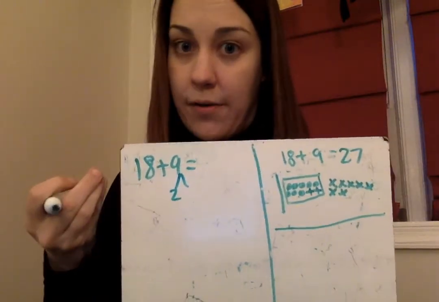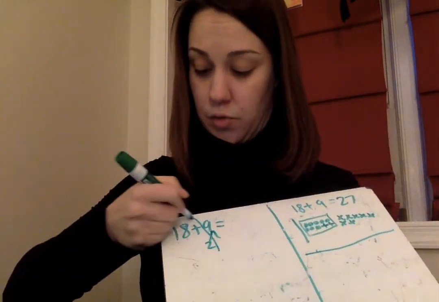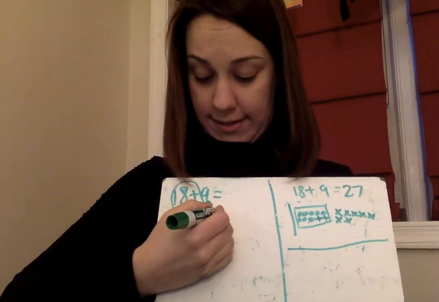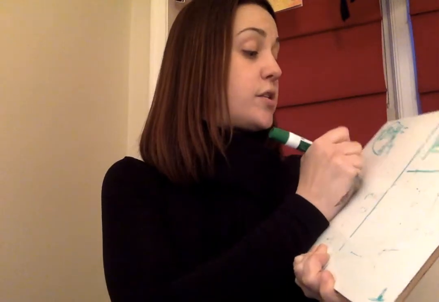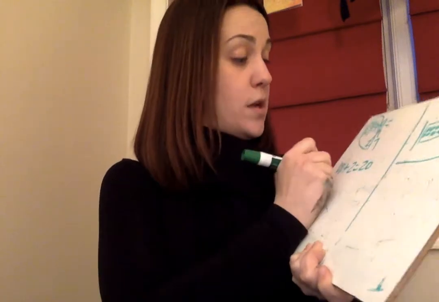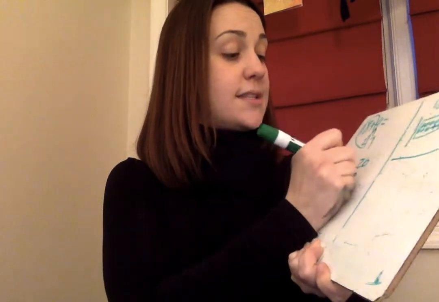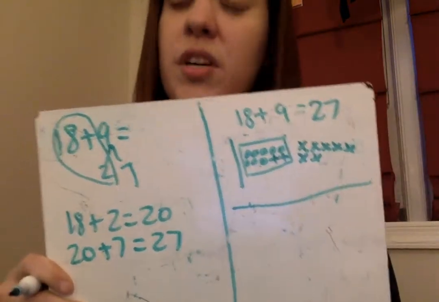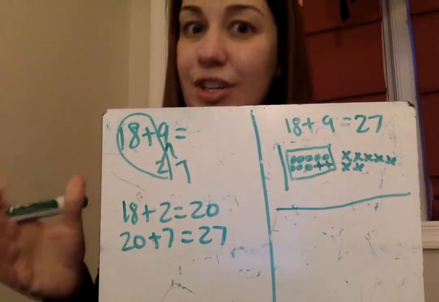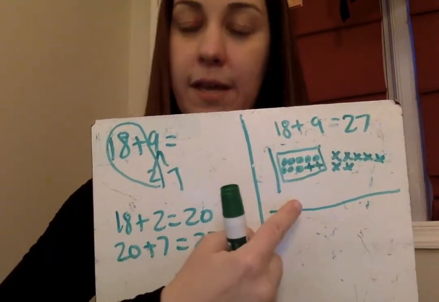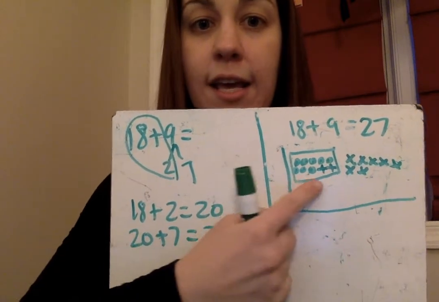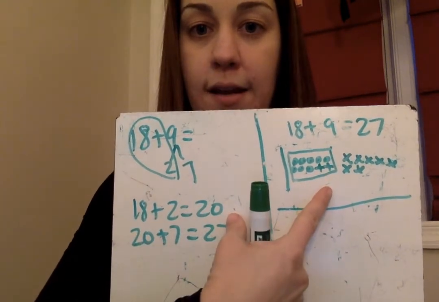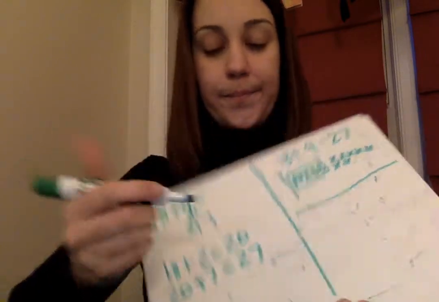All they need is 2 more to get from 18 to 20. At this point, we told them you can take 2 out of the 9. This would create 20, and that would leave 7 still in the 9. So 18 plus 2 is the same as 20. 20 plus 7 is the same as 27. As you can see, the students are doing essentially the same exact thing that they're doing in the pictures. They're just using their number sentences to show it instead. Here's the 2 that came from the 9. Here's the 7 that were left over.